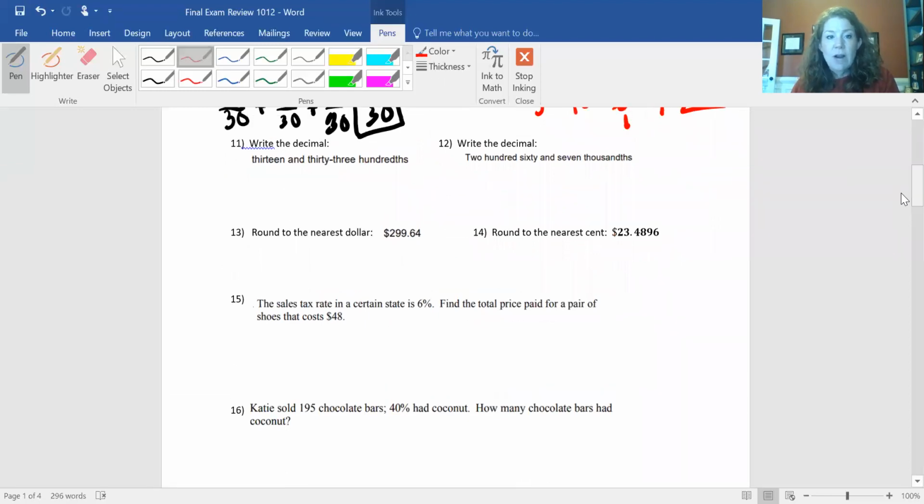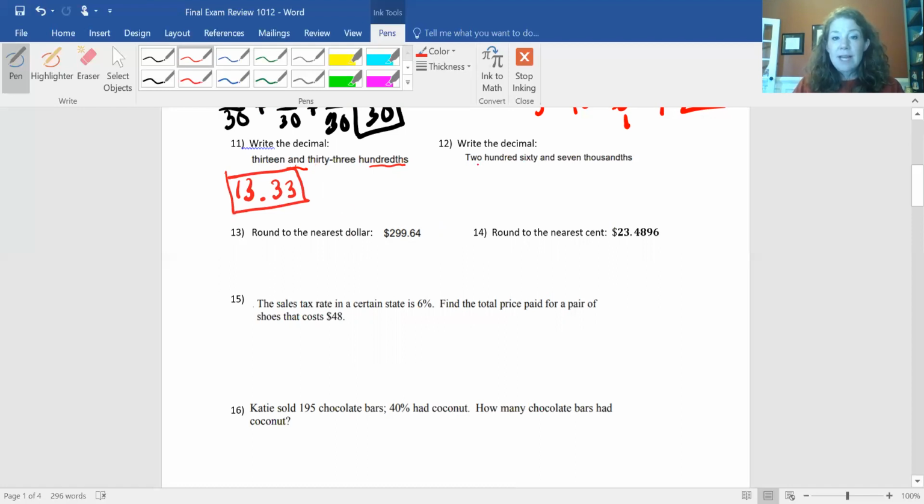All right, moving right along. Number 11, write the decimal, 13 and 33 hundredths. So remember that the word and always means that's your decimal. Remember your last digit has to be in the place of whatever place they give you here. So 33 hundredths, tenths, hundredths. So my last number has to be in the hundredths place. So that's how I write this number, 13 and 33 hundredths.